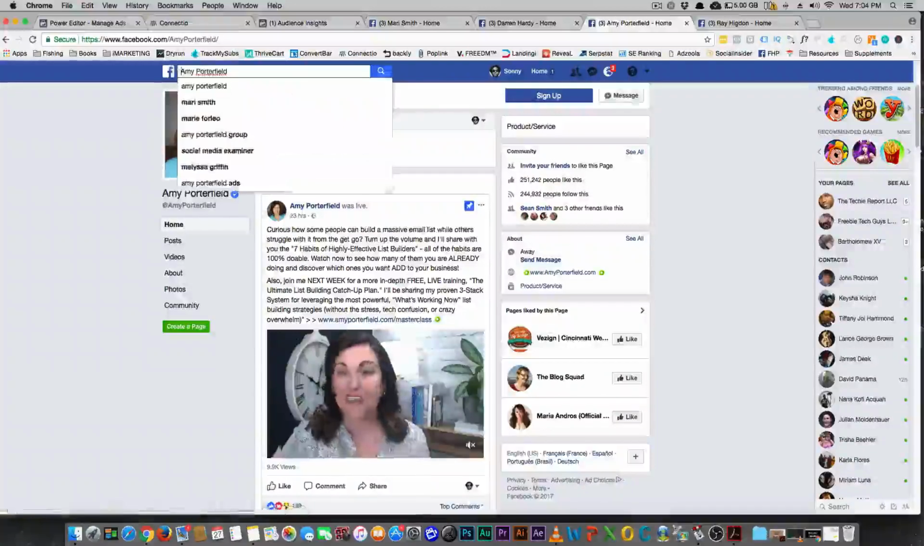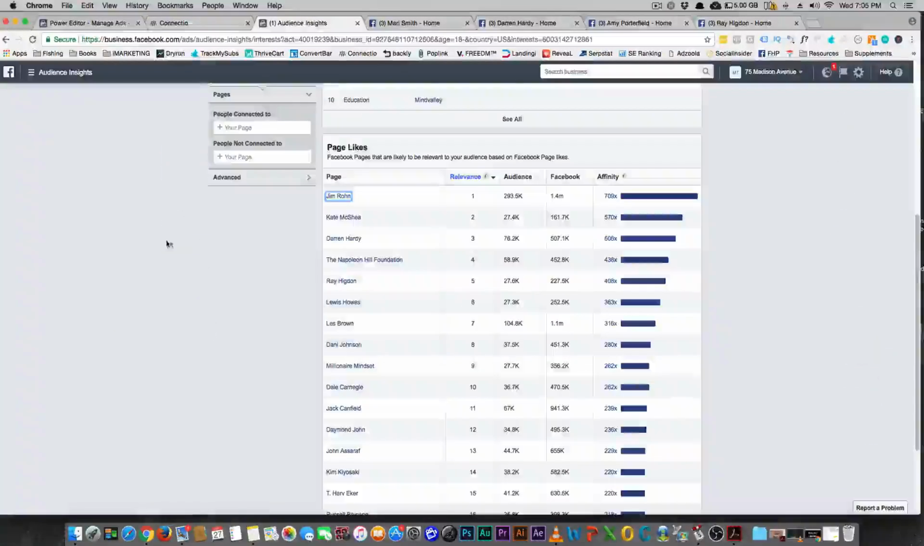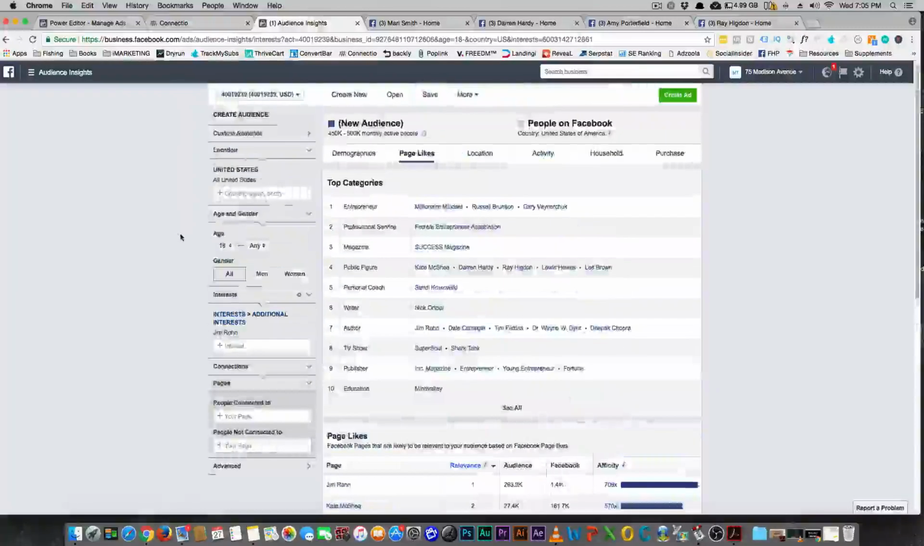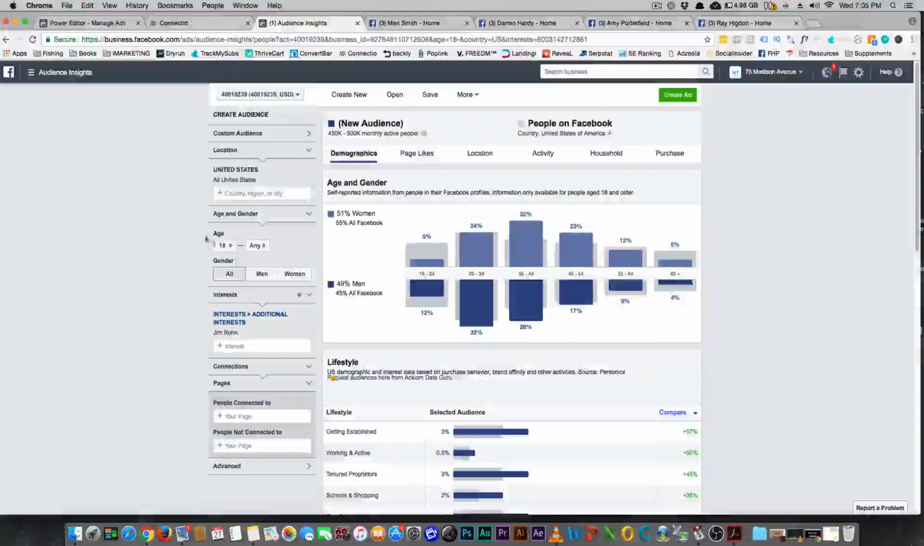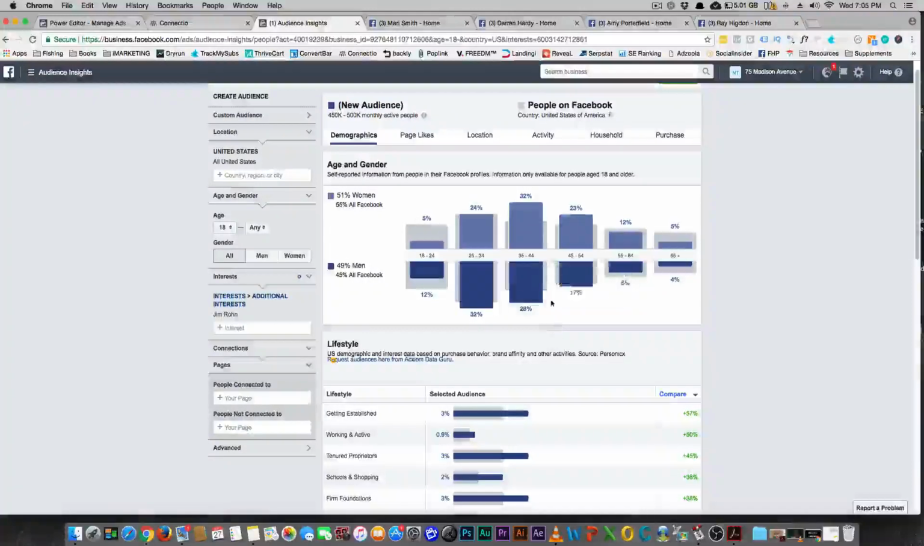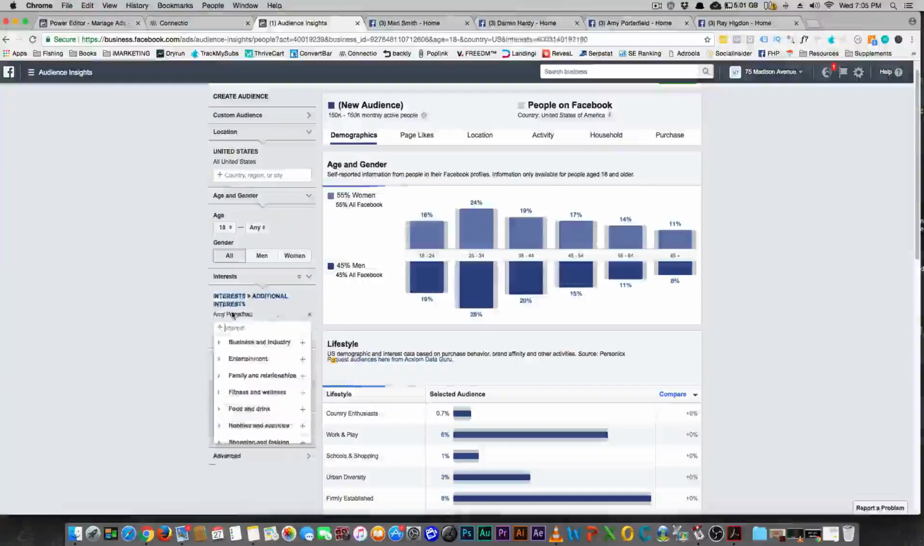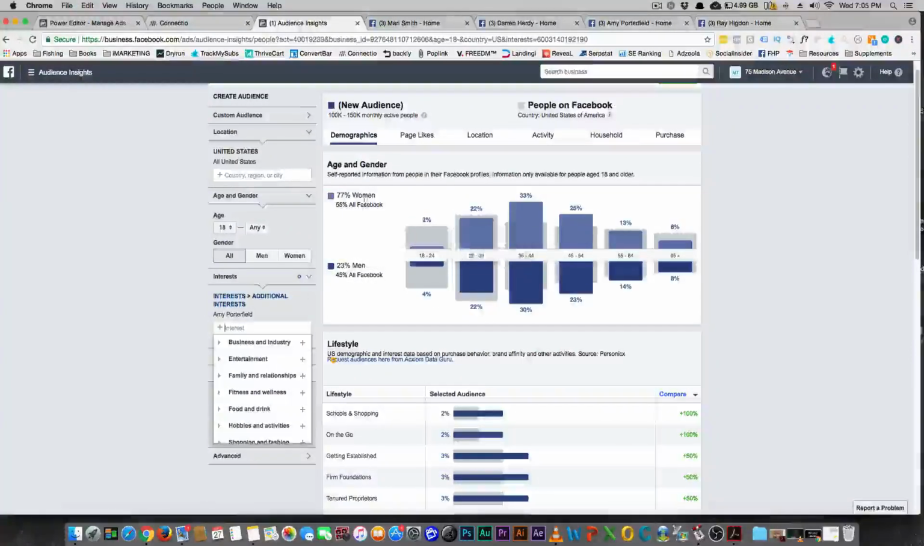So here's another step that I would go with, actually looking at the audience insights, right? So Jim Rohn, let's look at the demo. So we know it's 50% men and 50% women, and they are in the ages of pretty much 25 to 54, right around there. But let's take that out and let's put Amy Porterfield back in, and the women are going to jump up, right? 77% women, 23% men, and a majority of them are right here between 35 and 44 years old. Again, you have a little overlap here, but here's the major. So that audience really isn't matched.